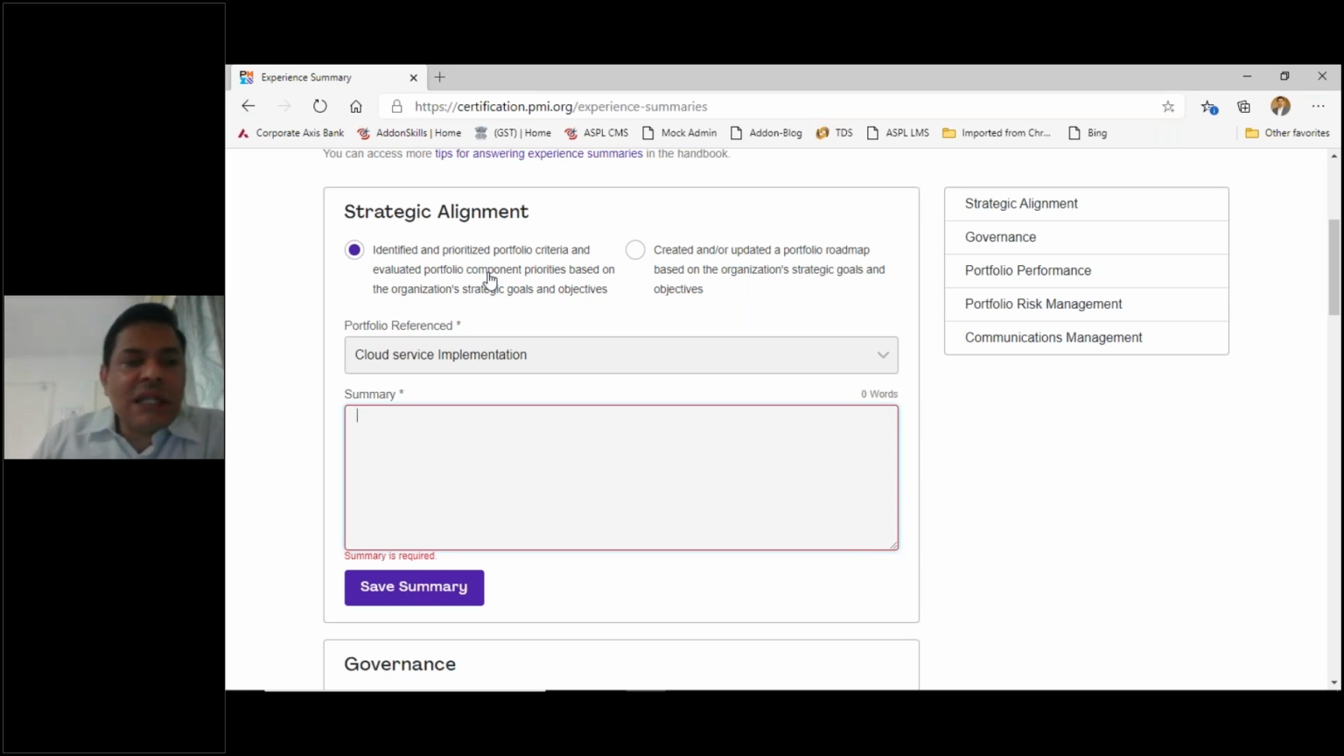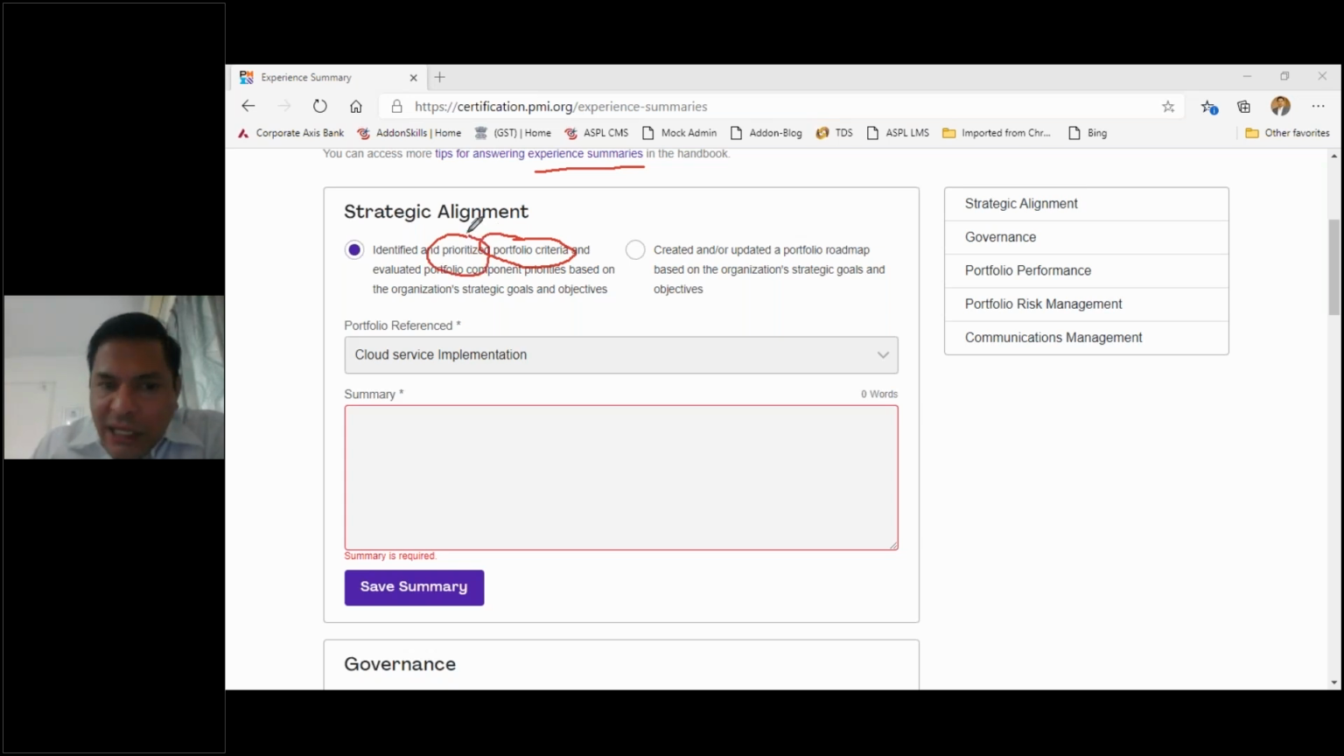The most important part in this experience summary, which is called the experience summary statement, is this: if you're saying you have the following criteria on the basis of which your portfolio sponsor will approve your portfolio strategy and charter your portfolio, then how did you define those criteria and how did you prioritize those criteria?